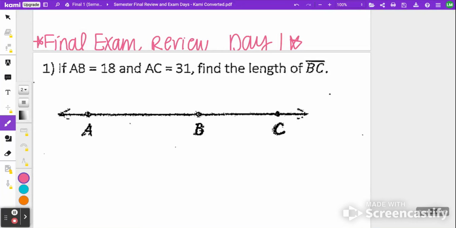Today we're looking at our final exam review. We're going to do day 1 today, and then we'll finish up with day 2 tomorrow. So this is going to encompass everything that's been in this semester, all the way from chapter 1 through chapter 5. So let's get started.